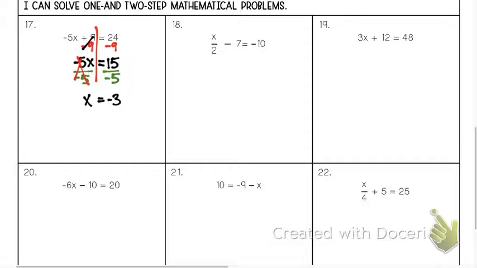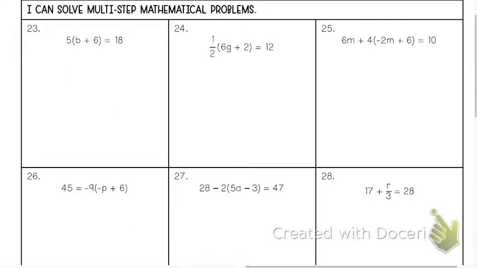Okay, next section. I can solve multi-step mathematical problems. Same thing on this one. You're going to go ahead and follow the steps to solve here by undoing them. And I'm going to go ahead and start with this one right here on number 24. We circle the number and sign outside of the parentheses, and we start with distribution.